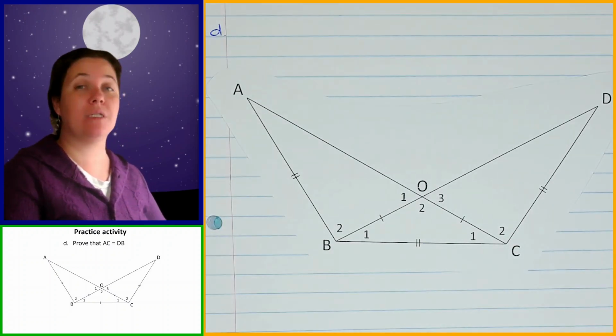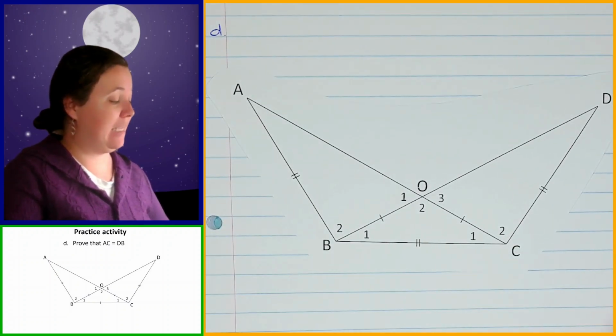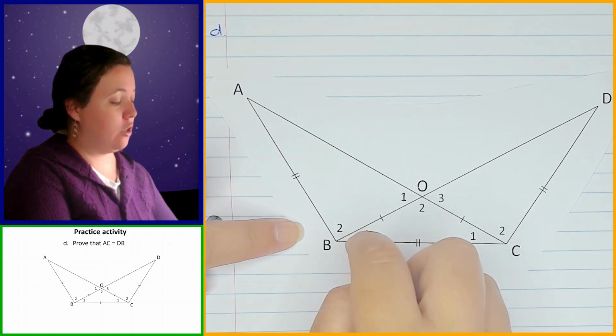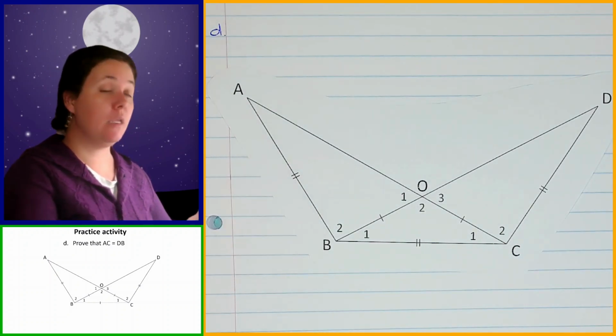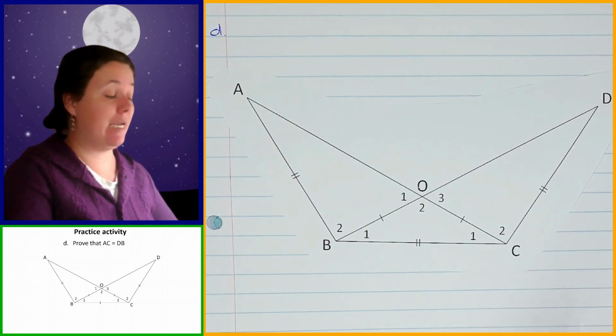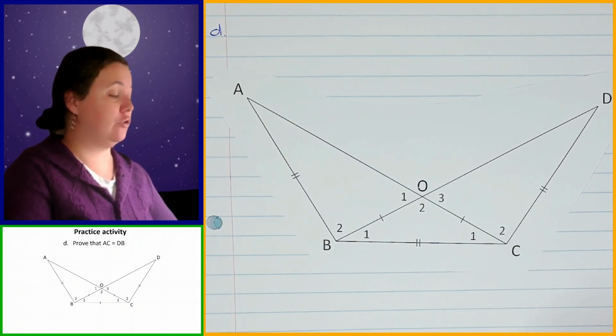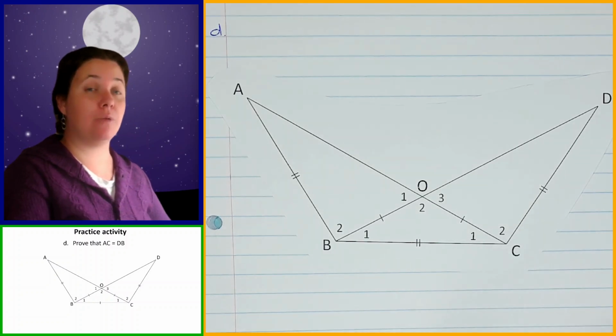Now I have a problem because I have no way of saying that these two angles are equal to each other with the information that I've got at the moment. So I'm not going to be doing side, angle, side. What I'm rather going to do is see what angles I can prove are equal to each other.